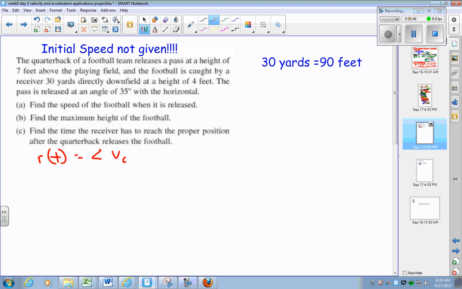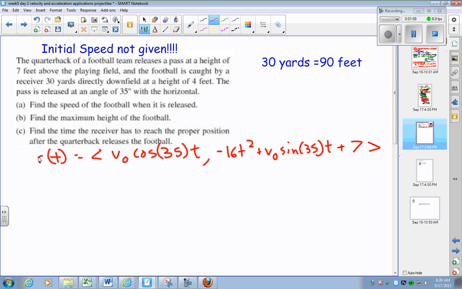is v naught cosine of, do we have an angle? Yes, 35t. And then we would have negative 16t squared plus v naught sine of 35t, plus an initial height of 7 feet off the ground.